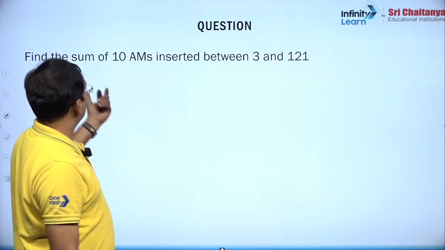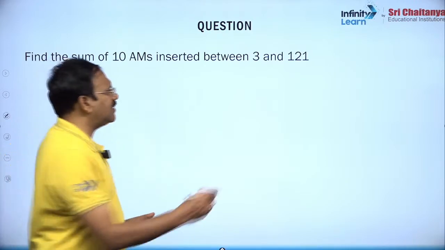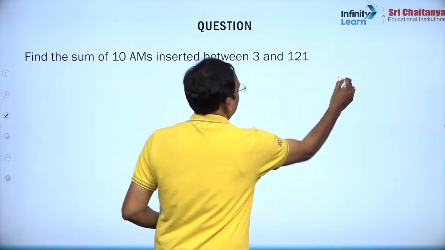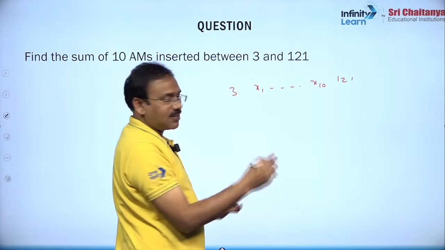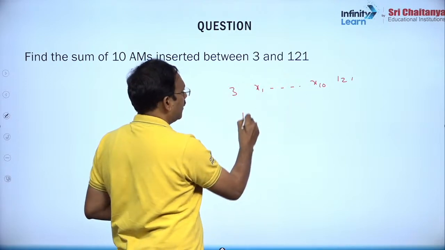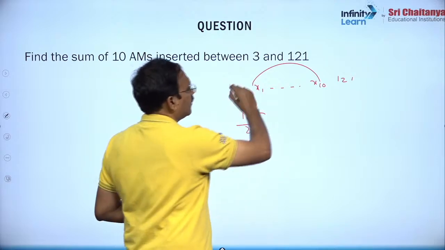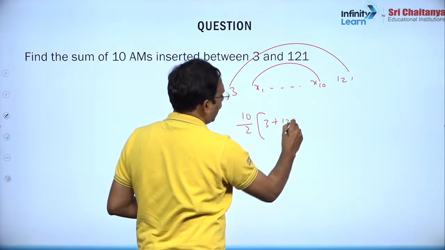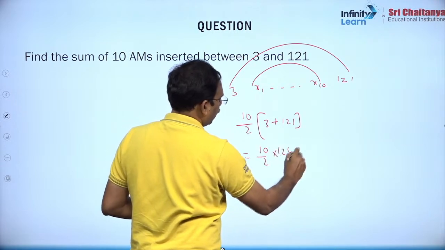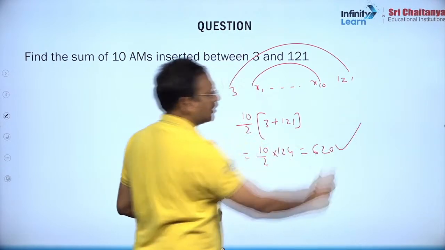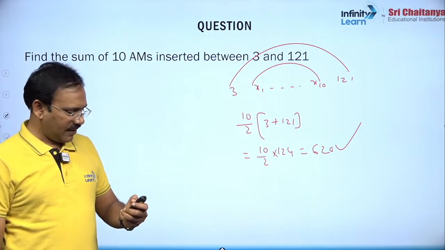You see, this is the question: sum of 10 AMs between 3 and 121. So you can simply write 3 and 121. If I insert 10 numbers, they are in AP. 10 by 2 into x1 plus x10 I have to find, which is nothing but 3 plus 121. So my dear friends, 10 by 2 into 124, which is 620, is the answer. Right, dear students? Clear? Right, next.